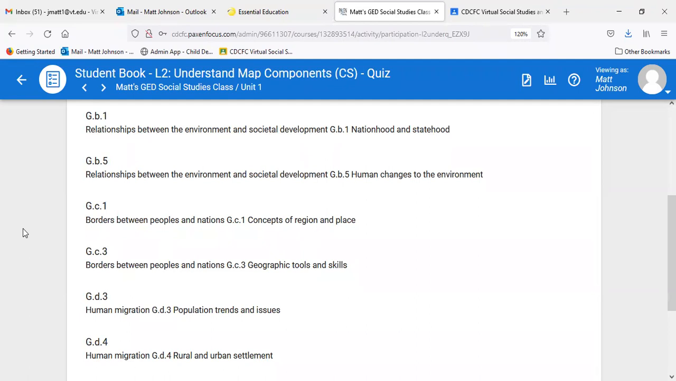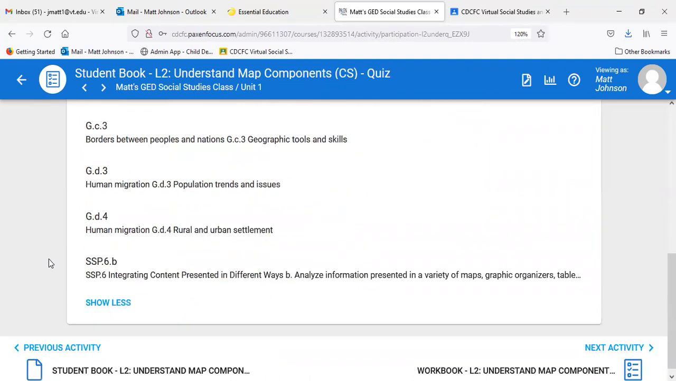Borders between peoples and nations, right? So that's another thing that's always going to be represented on a map that we talked about. A political map shows borders. Borders between people and nations. Human migration, right? That's also part of a political map. When somebody is migrating to a new location, they're going to go across borders. And finally, integrating content presented in different ways. So we're going to analyze that content, how it appears on a map, how do we process that and look at it.